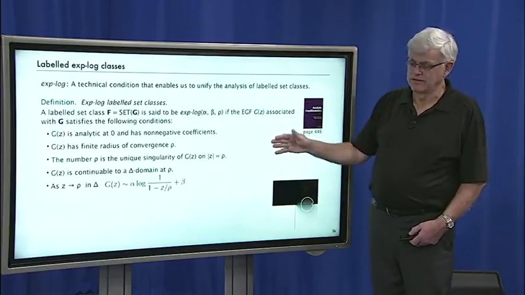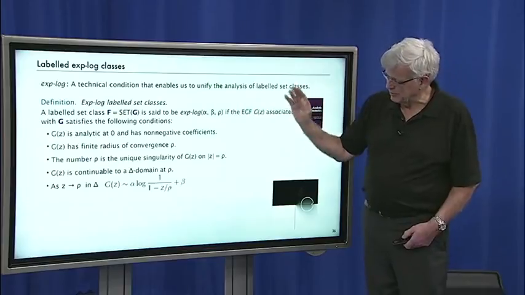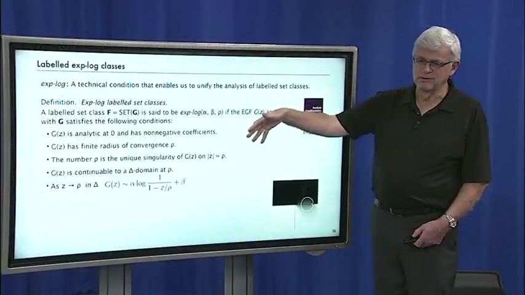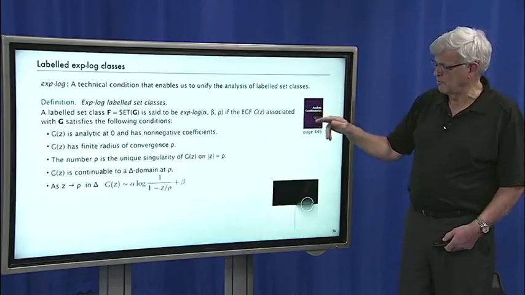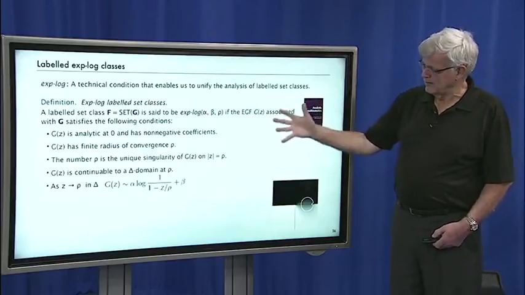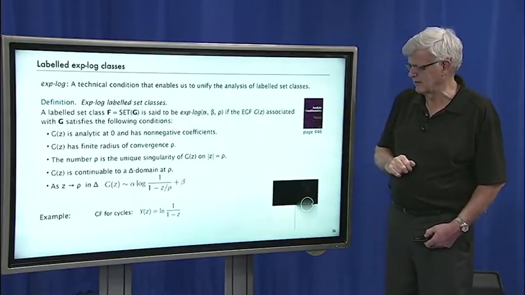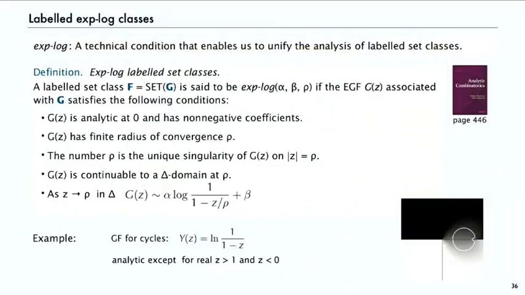And then the other condition, which is not a general condition, but one that holds in lots of applications, is the log part of exp-log. Basically it says that you can approximate G with a log with various parameters: alpha times log of 1 over 1 minus z over rho, plus beta. Those are the parameters. Sometimes it's actually equal to a log function, and many of the applications will do that, in which case you can pull the parameters right out. So that's the log part. The exp part comes from it being a labeled set. So those are the technical conditions that, if satisfied, then we say that the thing is exp-log. So for example, the generating function for cycles is log of 1 over 1 minus z. And that's analytic in its domain, so the first few conditions work.